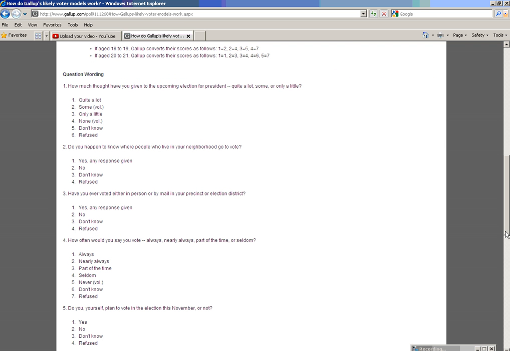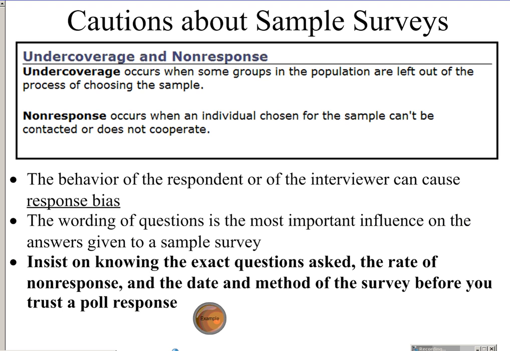How much thought have you given to the upcoming election for president? Quite a lot, some, a little. Do you happen to know where people who live in your neighborhood go to vote? Have you ever voted, either in person or by mail, in your precinct or election district? All these questions are how they're determining who are going to be likely voters in the election.